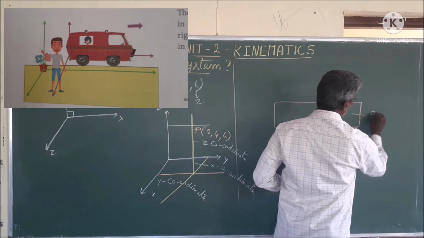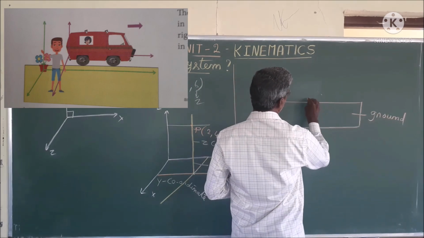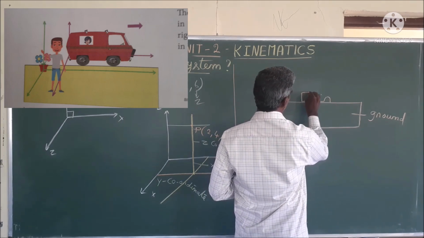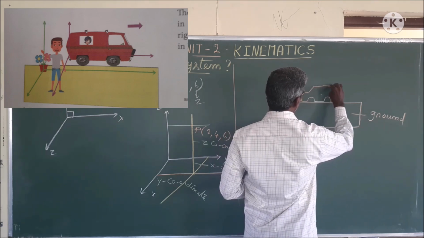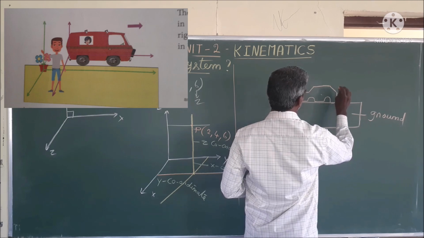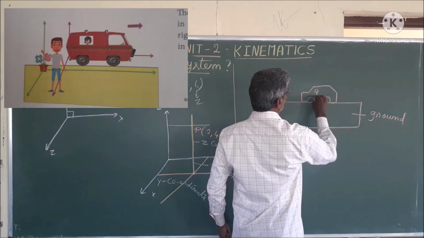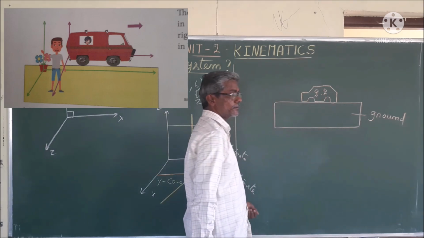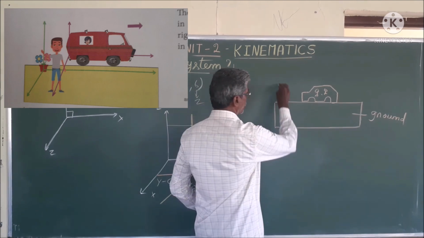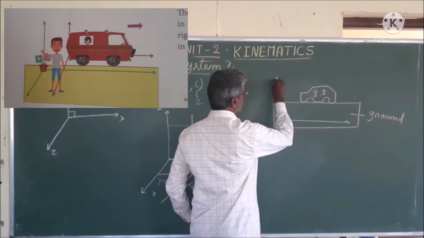This one is the ground. Now, let us say this is a car. Inside, two persons are sitting. Now, I am keeping the frame of reference on the ground.